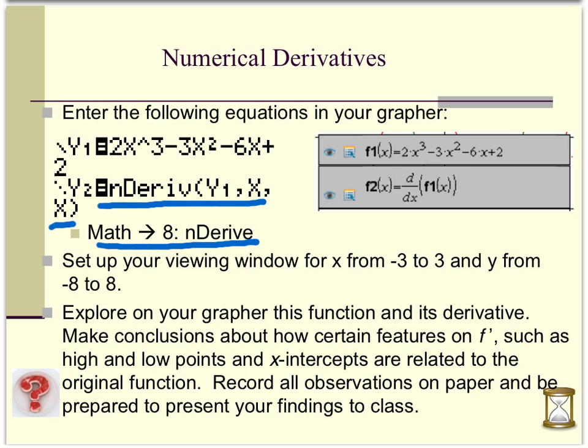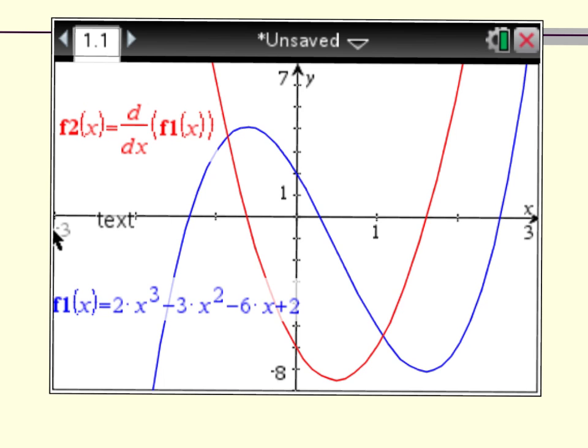We're going to set up our window for x from -3 to 3 and y equals -8 to 8. And we're going to look at some features of this graph. We're going to try to see some relationships between the graph and its derivative, see if we can find the connections between the two graphs. Okay, so let's take a look at this. On the next slide, we'll take a look at what this graph looks like.